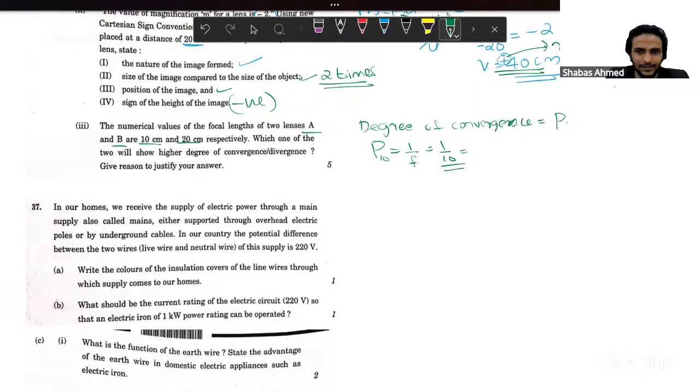1 by 10 is enough. That is equal to 0.1 diopter. So the power for the 20, it will be 1 by 20, that is equal to 0.05 diopter.